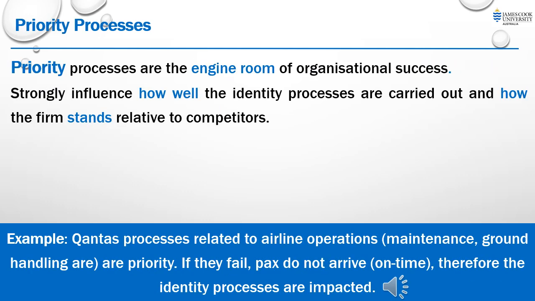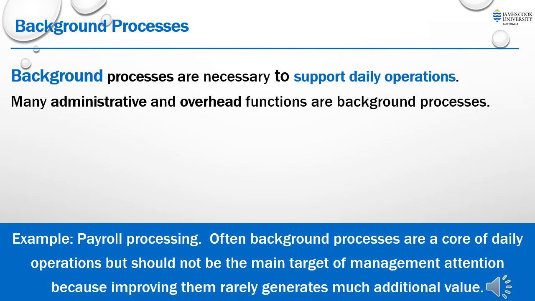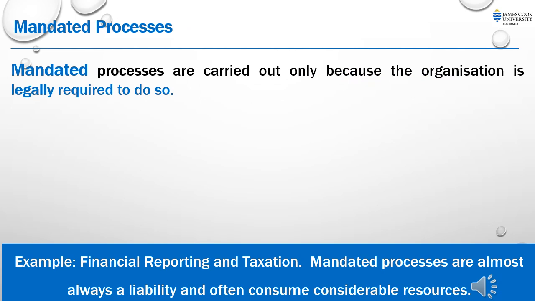Another important process is the priority process, which is technically the engine room of organizational success. Priority processes strongly influence how well the identity processes are carried out and how the firm stands relative to competitors. Now, the next one is background processes, which are necessary to support daily operations. Many administration and overhead functions are considered background processes. And the last one is mandated processes, carried out only because the organization is legally required to do those processes. So these were the four main processes that we need to know.